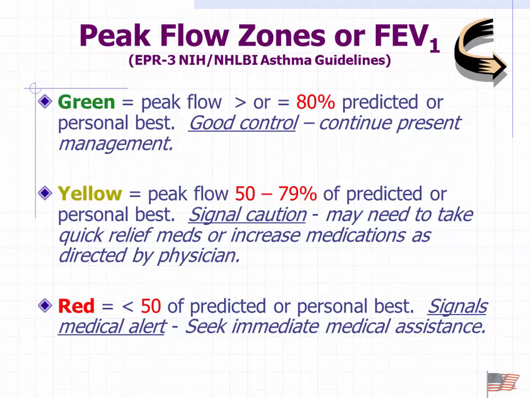If they're between 50 and 79 of their predicted or personal best, that's a caution area. It's a yellow light. It means that they probably need to change their medication regimen. And when they're in the yellow zone, add this. Otherwise, don't do anything. So here it might be don't do anything. Here it might mean use a short-acting beta agonist. And in the red zone, less than 50% of predicted or 50% of their personal best means get to the hospital. So this is an index, just like a glucometer for a diabetic.